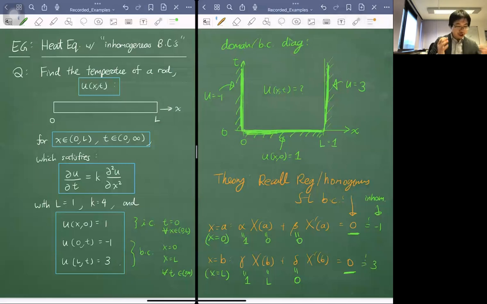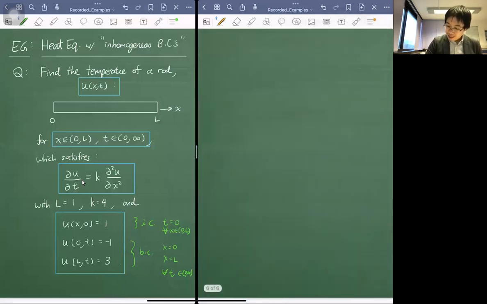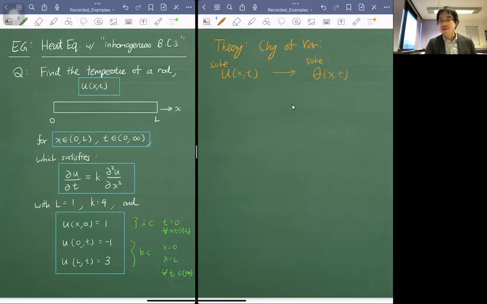So what we do is a trick, and instead of solving for u, we change the variable. So continuing on the theory, we do a change of variable, and instead of solving u of x, we go to solve another function. Let's call it theta. Okay, theta is the Greek letter for T. So T for temperature. Seems like a good symbol to use.